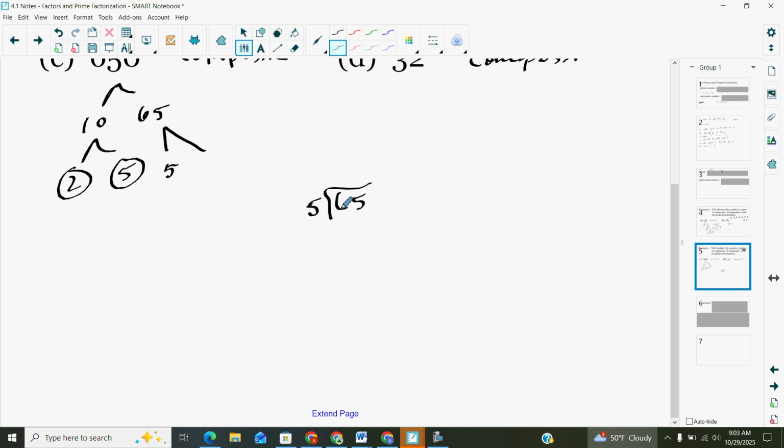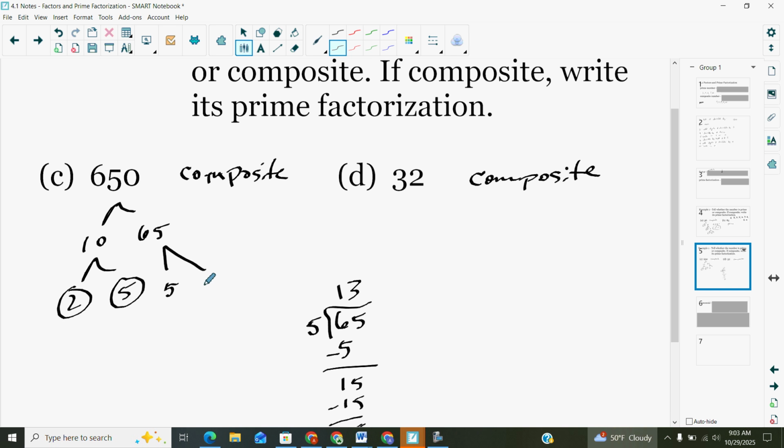5 times what is 6? Well, 1. 5 times 1 is 5. Subtract. 5 times 3 is 15. So 5 times 13. 5 is prime. 13 is prime. So we have 2 times 5 times 5 times 13. That's 2 times 5 squared times 13.